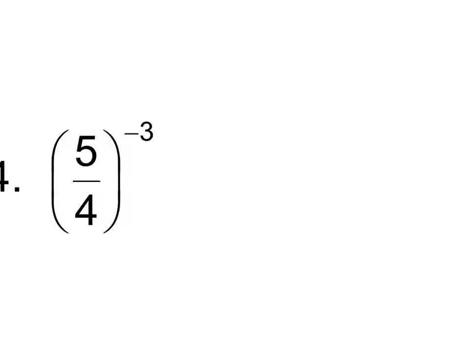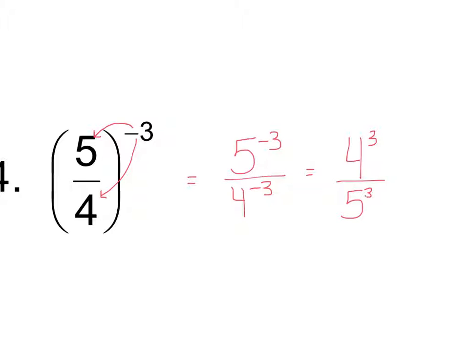Okay, let's do number 4. That negative 3 goes to the 5 and to the 4. So we have 5 to the negative 3 over 4 to the negative 3. I'm going to flip it to make them positive exponents. So 4 cubed over 5 cubed, which is 64 over 125. Remember, your calculator can help you figure those out. And that one does not reduce.